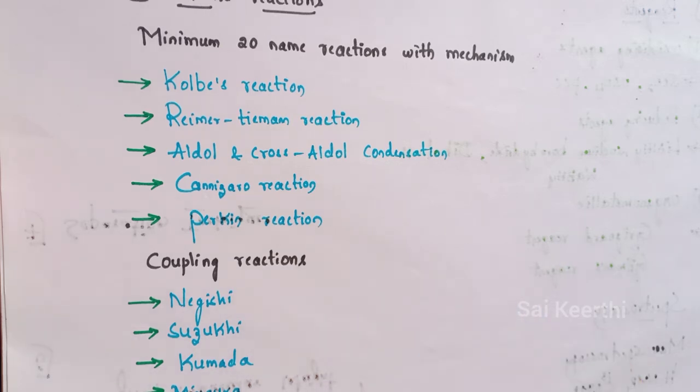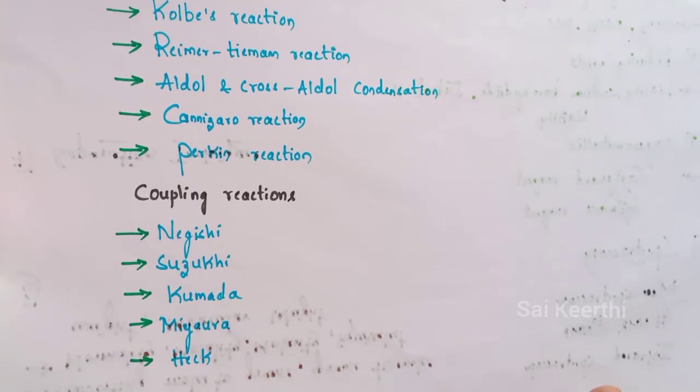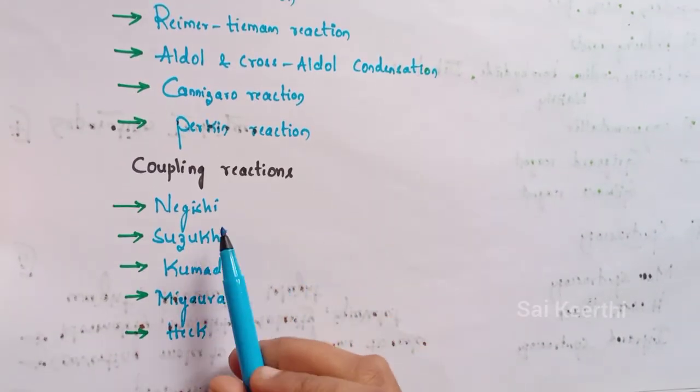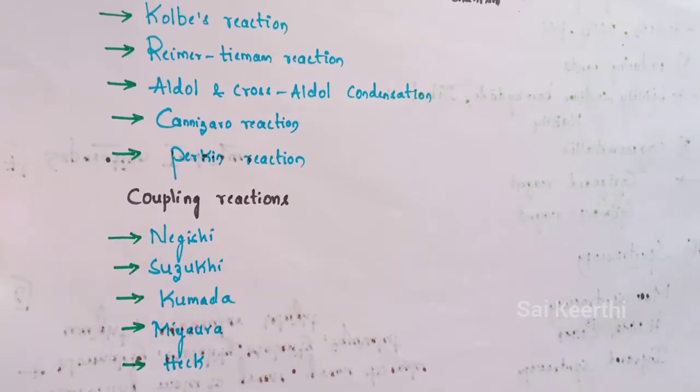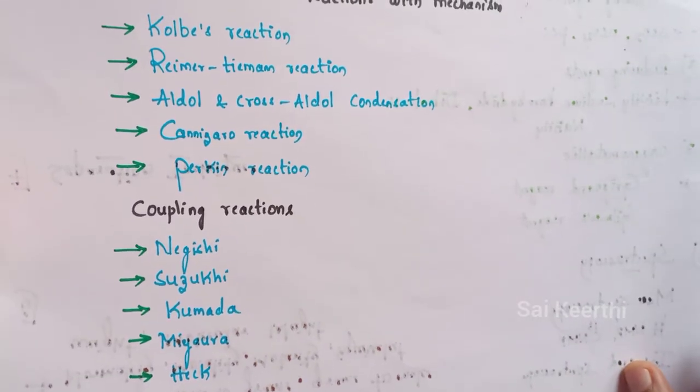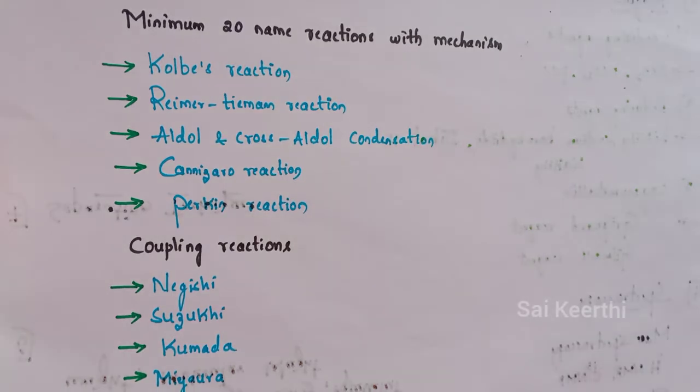So these are the name reactions which are very important, and you have to study at least minimum 20 name reactions. So coupling reactions are also very important. Those are Negishi coupling, Suzuki coupling, Kumada, Stille and Heck coupling. These are the coupling reactions, that is palladium catalyzed reactions you must study in order to crack the interview. You have to know every step in these reaction mechanisms. If you have strong knowledge about name reactions, then you can easily crack the interview.